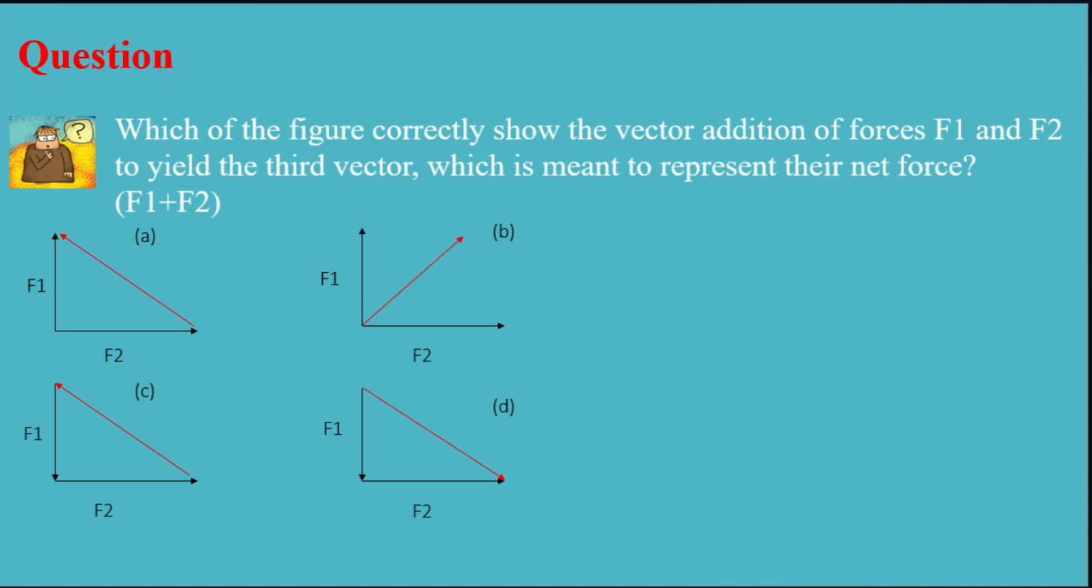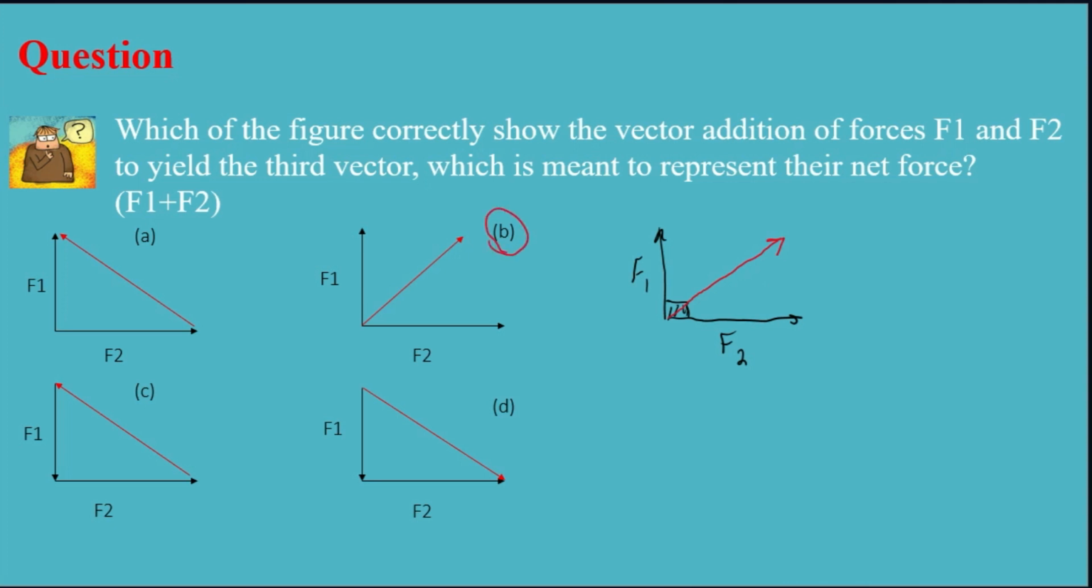In this problem, I need to find the net force F1 plus F2, right? So if I have vectors F1 and F2 which make a right angle together, then my net force should have a 45-degree angle between F1 and F2, right? I talk about this vector in chapter 3. I'm going to put a link below. Feel free to check it out. That means B can be a correct answer.